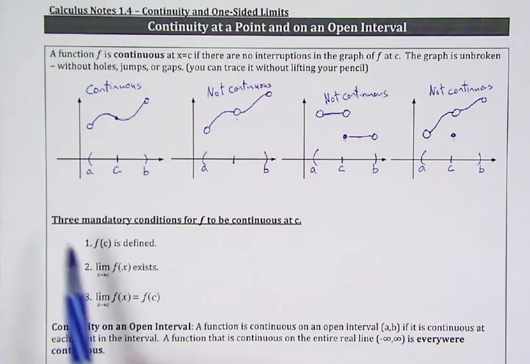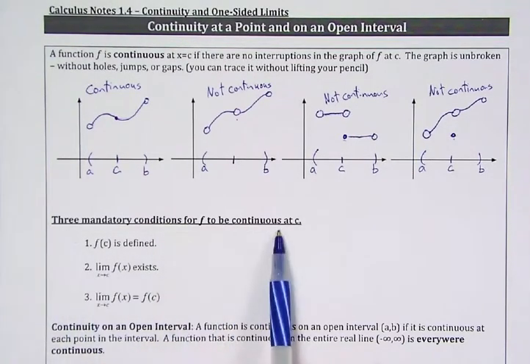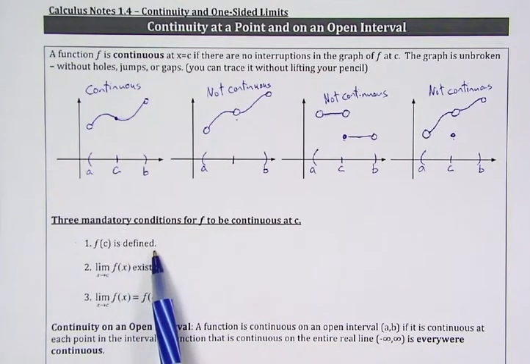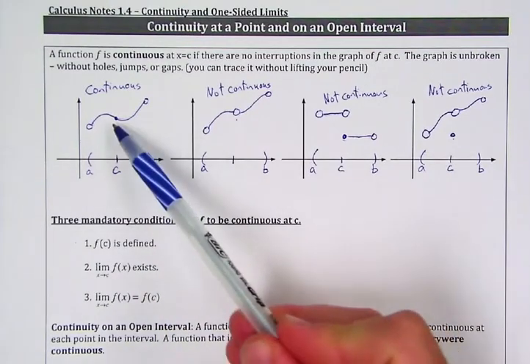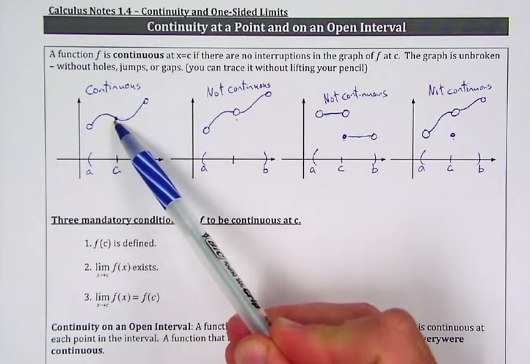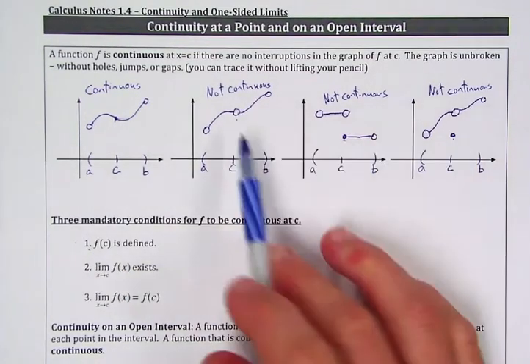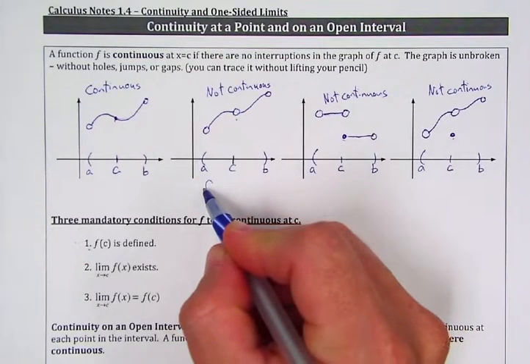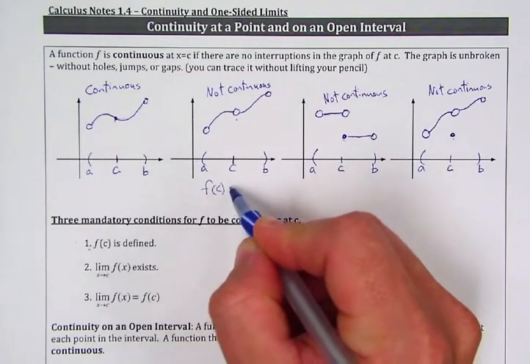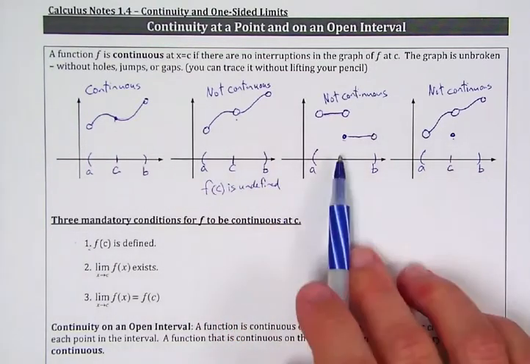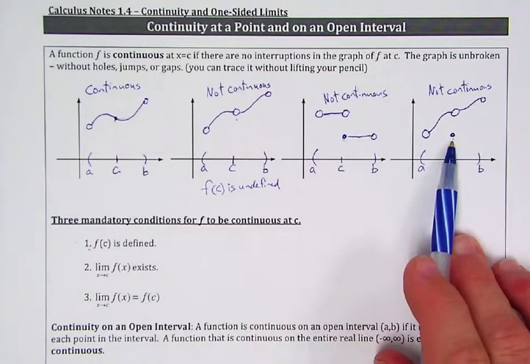Okay, so in looking at this, there are three mandatory conditions necessary for f to be continuous at a point c. First off, f of c has to be defined. Looking up here, f of c was defined, so it meets that first criterion. Here f of c was not defined, so already this one fails because f of c is undefined. Here f of c is defined, and here f of c is also defined.